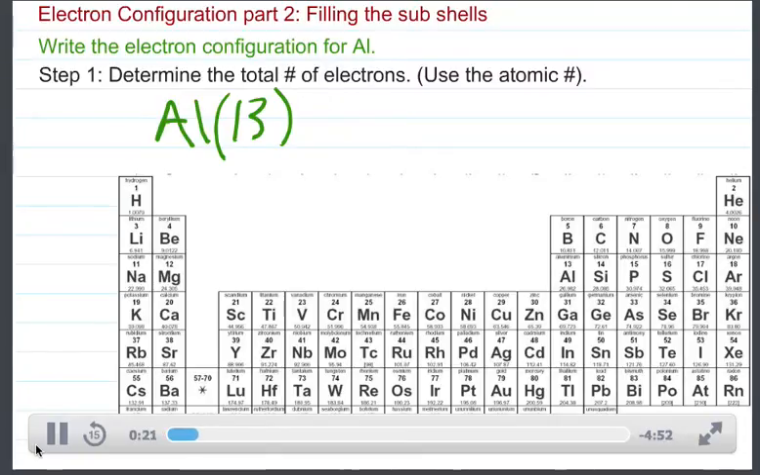The very first step, step 1, is to determine the total number of electrons. And of course, to do that, you're going to use the atomic number. Aluminum is atomic number 13, so therefore it has 13 electrons. It's pretty handy.